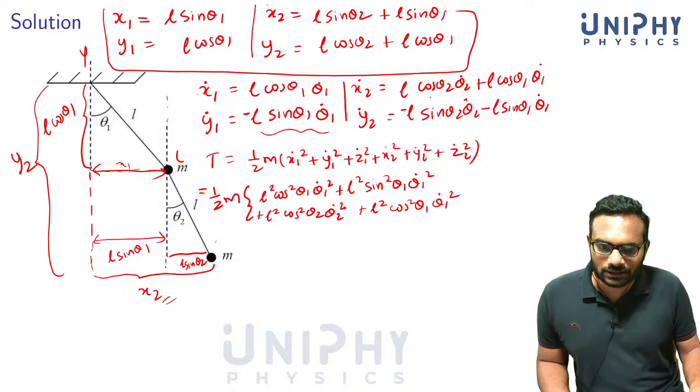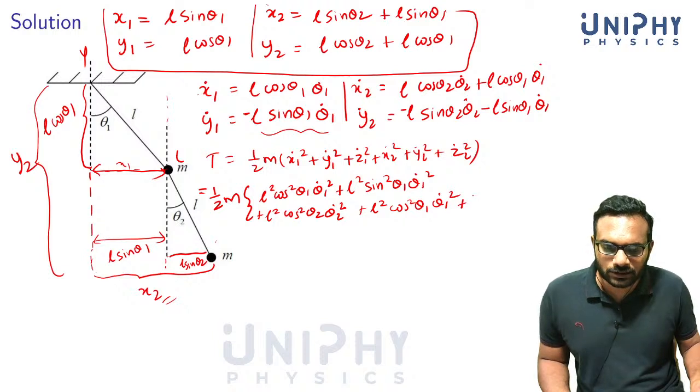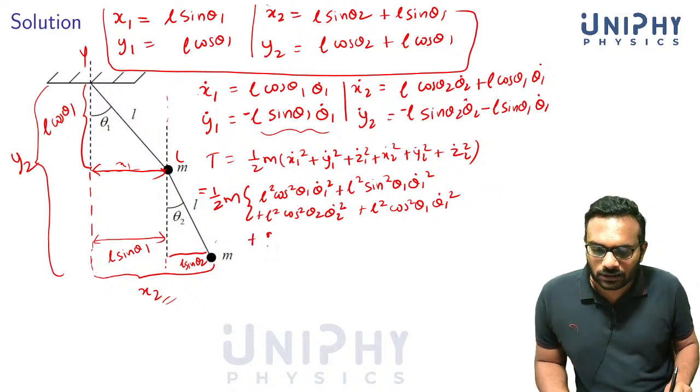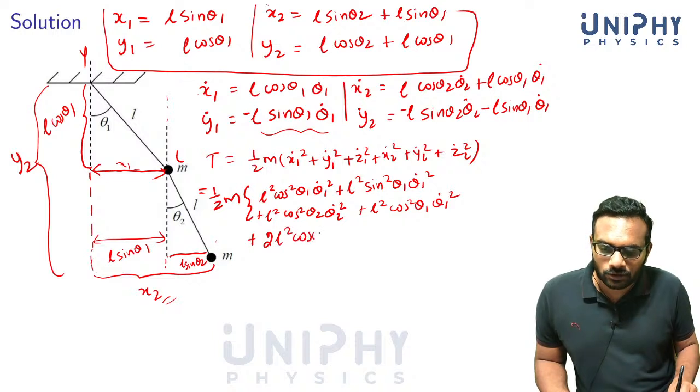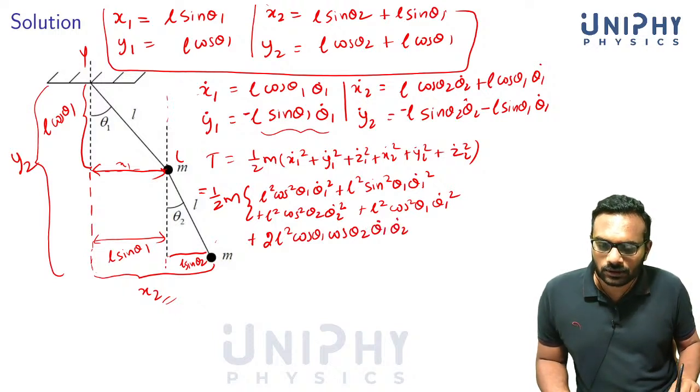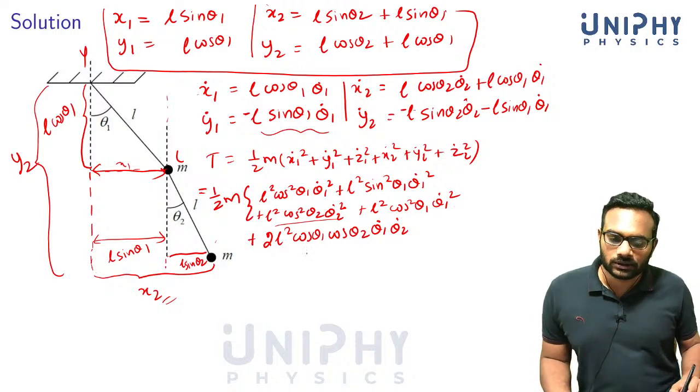You just square these things. A square plus b square, there's also a plus 2ab term, plus 2L square cos theta 1 cos theta 2 theta 1 dot theta 2 dot. This term is just the square of this. L square cos square theta 2 dot square plus L square cos square theta 1 dot square plus 2L square cos theta 1 cos theta 2 theta 1 dot theta 2 dot.